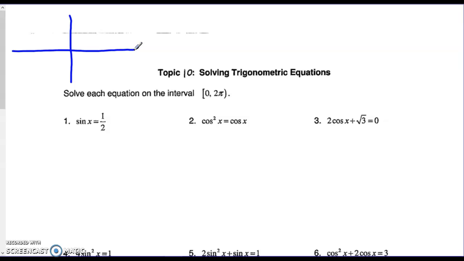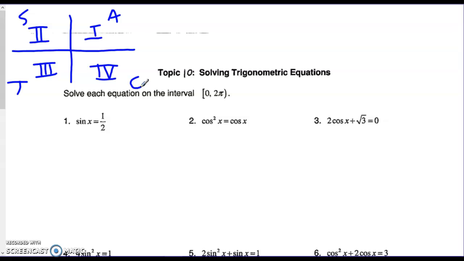So if we're looking at an XY coordinate grid, we have our four quadrants. We have the first quadrant, the second quadrant, the third quadrant, and the fourth quadrant. Now, in the first quadrant, all of the trig functions are positive. In the second quadrant, the sine function is positive. In the third quadrant, the tangent function is positive. And in the fourth quadrant, the cosine function is positive.